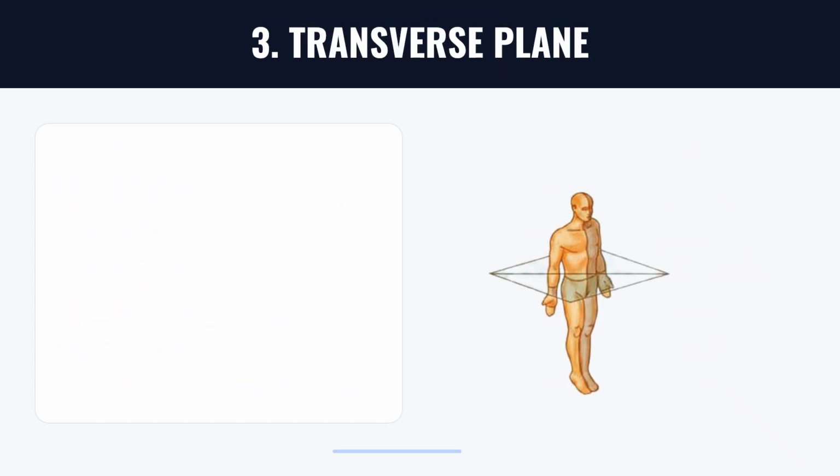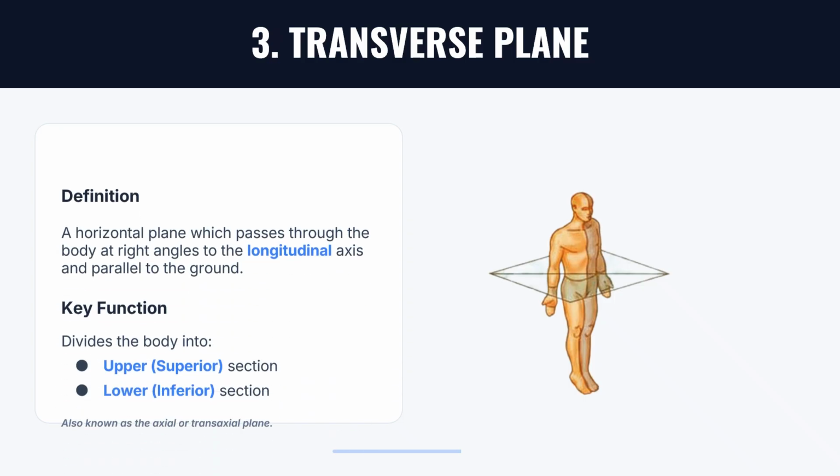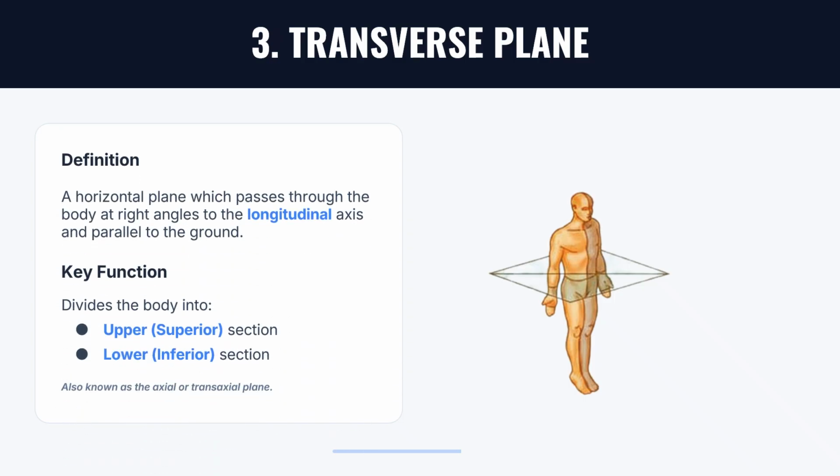Now let's go to the transverse plane. The word transverse gives us an idea. So this one is a horizontal plane which passes through the body at right angles to the longitudinal axis and parallel to the ground, as you can clearly see in this image. So it divides the body into an upper section and a lower section.